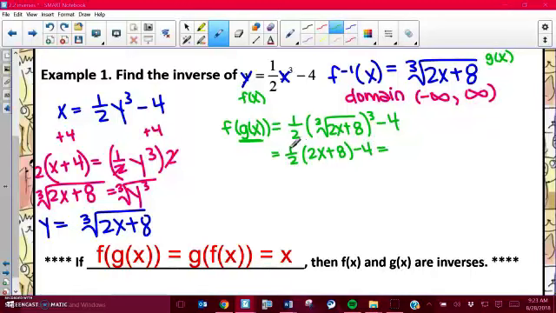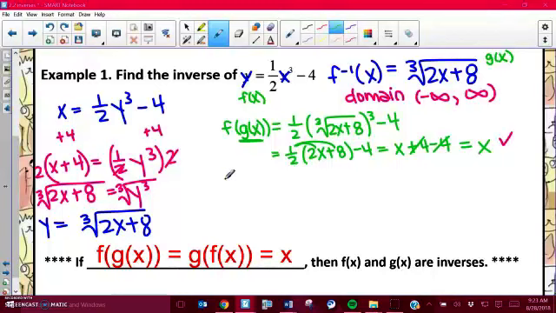That's going to give me, if I distribute that 1/2, x plus 4 minus 4. My 4's cancel, so that composition became x. So that's looking like good news. We may have gotten it. When we take the composition and we get x, they should be inverses of one another.